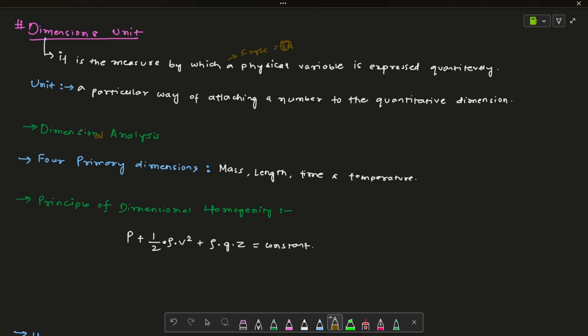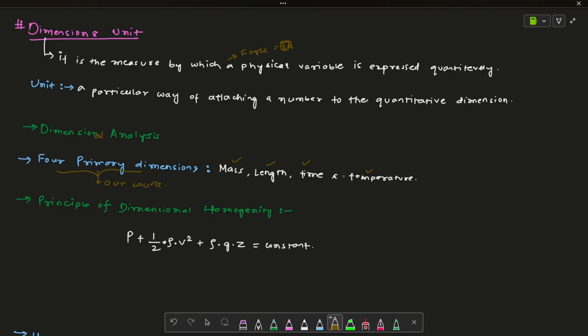Okay, and in the future I will dedicate one chapter to this topic, dimensional analysis. First we will learn the 4 primary dimensions. What are the 4 primary dimensions? The primary dimensions are mass, length, time and temperature. There are not only 4 primary dimensions, but these are valid for our course. So in our course we will mainly use only these 4 primary dimensions.